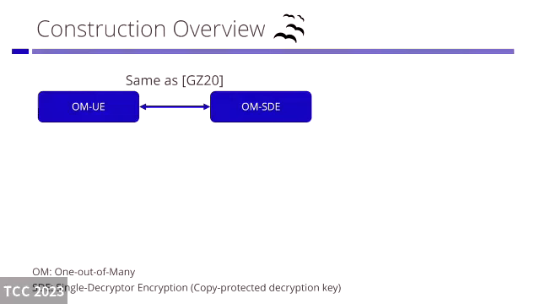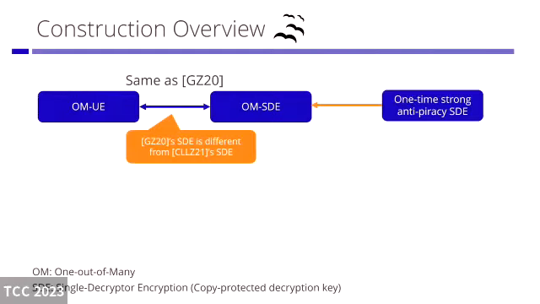Yeah, we can get one-out-of-many unclonable encryption, but ZZ20's SDE is different from CLZ21's SDE. Our SDE is under the definition by CLZ21. So this equivalence result doesn't hold for the CLZ21 definition. So we cannot go to the one-out-of-many unclonable encryption under this definition.